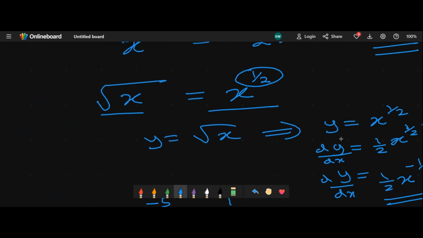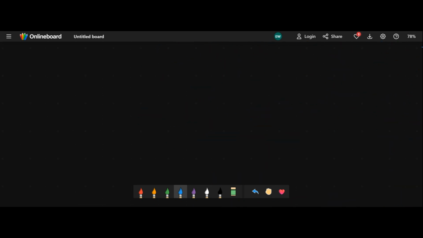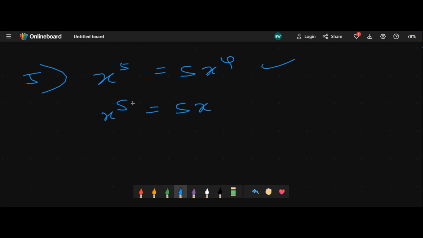This is the fourth point. We'll go to the fifth point. What we did with x to the power 5 was bring that 5 in front. This is correct. Actually, we have to bring this 5 in front, and for x to the power, we subtract 1, so it will be 4, into what is here.